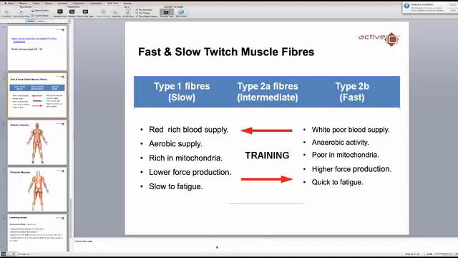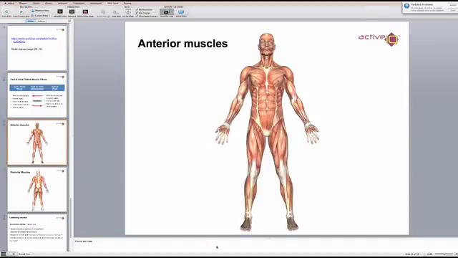And essentially, the type 2B are the opposite. They have a poor blood supply, and they're white. They're anaerobic. They have poor mitochondria, so they can't do lots of work, and they can't create lots of ATP. They have higher force production, and they're quicker to get tired. So that's the difference. And you also have a little bit in the middle where those fibres can take on aspects of the other two, whether it be type 1 or type 2B.